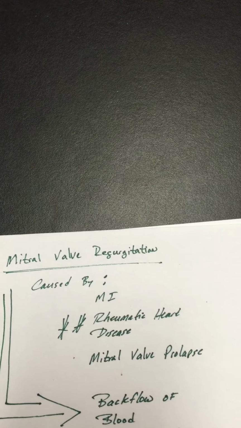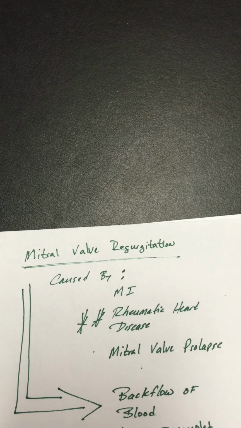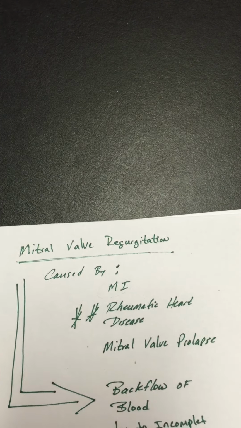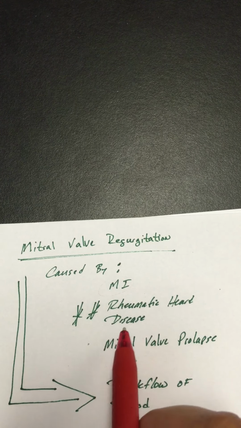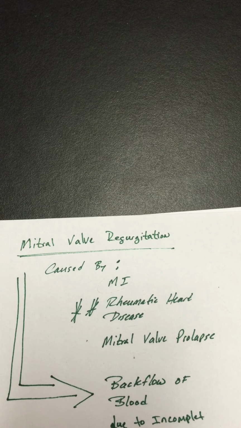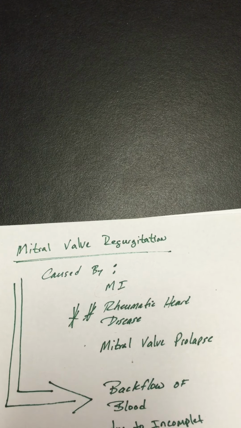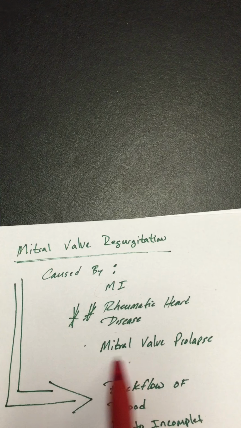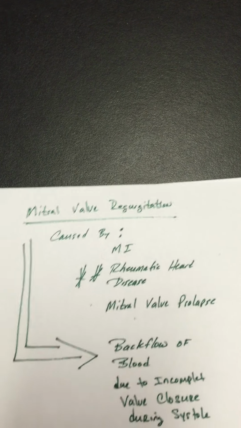Now, mitral valve regurgitation. This can be caused by a myocardial infarction. And again, we see rheumatic heart disease. So make sure that you inform the patient, educate the patient to please finish their antibiotic therapy if they have some type of strep infection, because again, we see how strep can cause a lot of complications if it is not treated appropriately. It can also be caused by mitral valve prolapse, and we'll talk about that next.